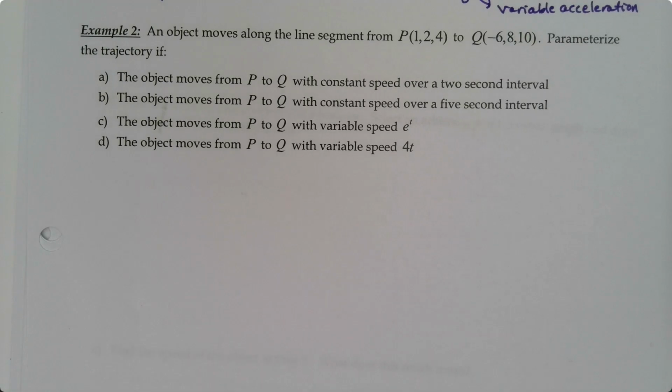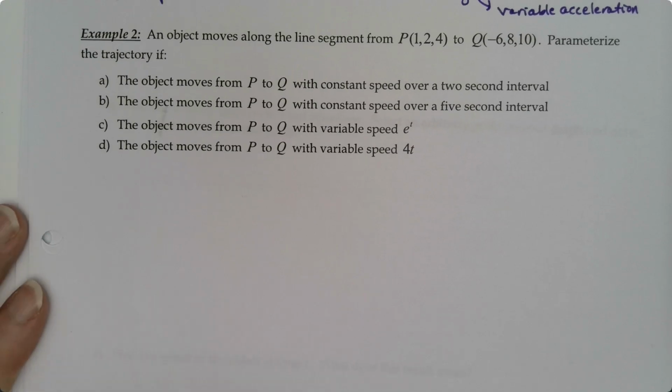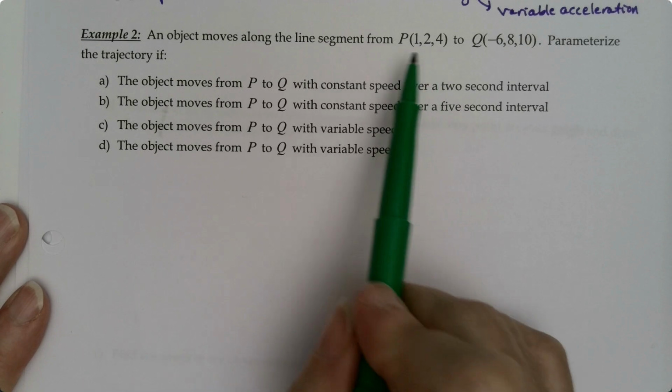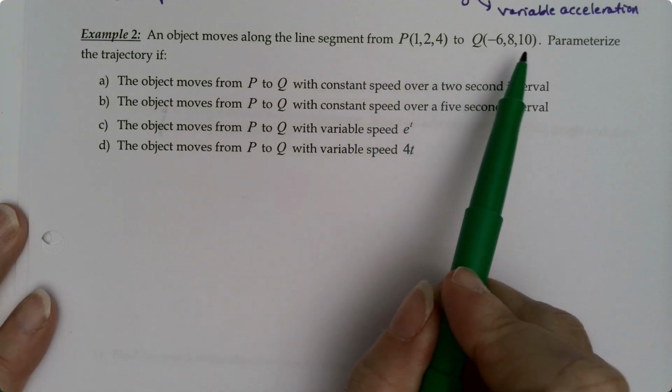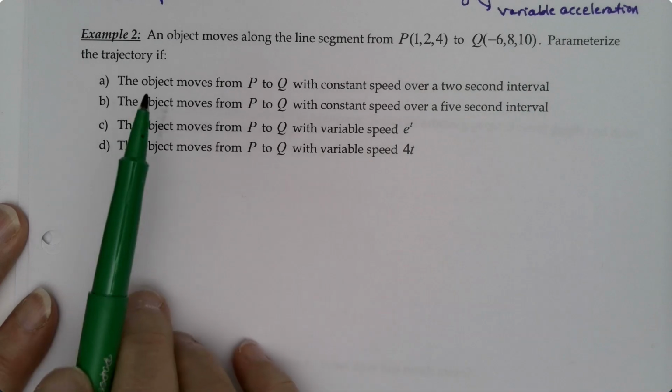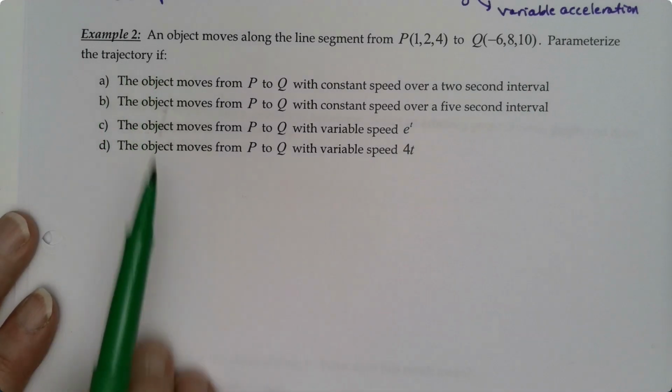So now we're going to put our new ideas about parameterization into action, and we are going to parameterize a trajectory in a lot of different ways. So we have an object moving along the line segment from P, which is (1, 2, 4), to Q, which is (-6, 8, 10). And we're going to parameterize the trajectory if the following are true.